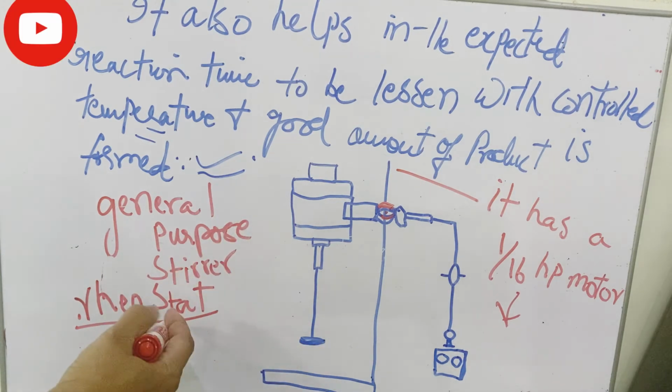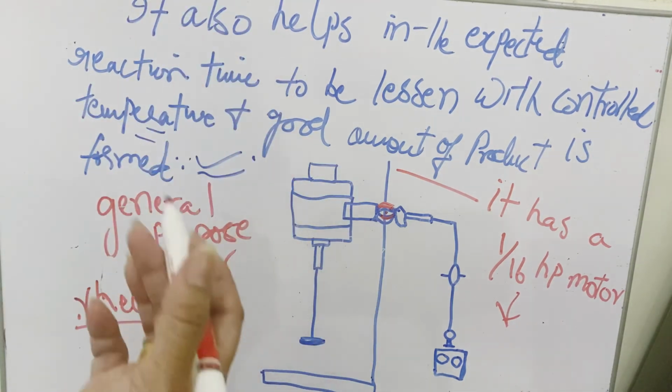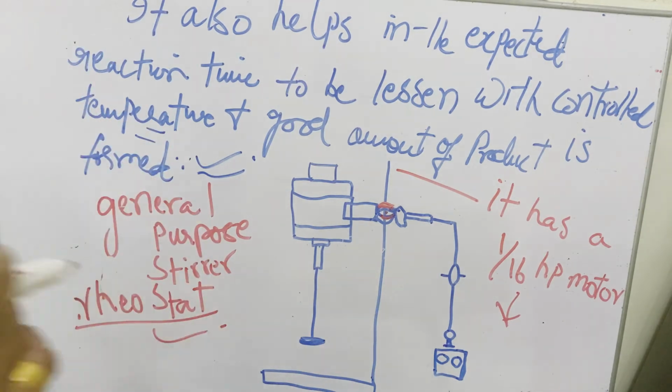What is the function of this rheostat? It controls the current, right? So stirrer is an important lab glassware. Now we should keep this in mind, that stirrer is a very important glassware.